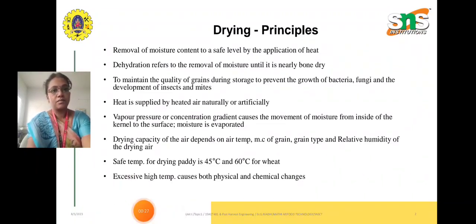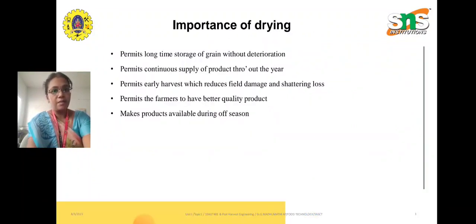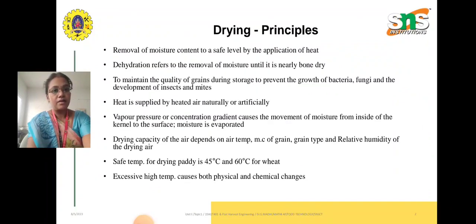And in order to maintain the quality of grains during storage, also to prevent the growth of bacteria, fungi and the development of other insects and mites. Also, the heat is being applied mainly by heated air naturally or artificially, and the vapor pressure or the concentration gradient causes the movement of the moisture from inside the kernel to the surface, and then the moisture is evaporated.